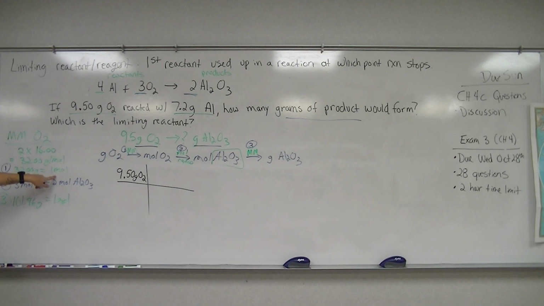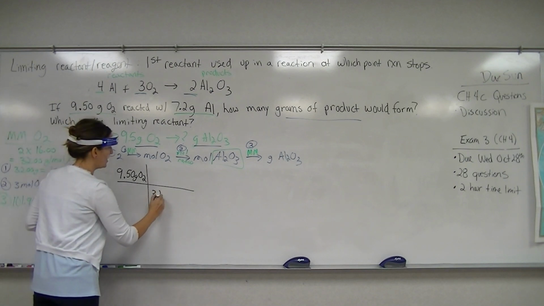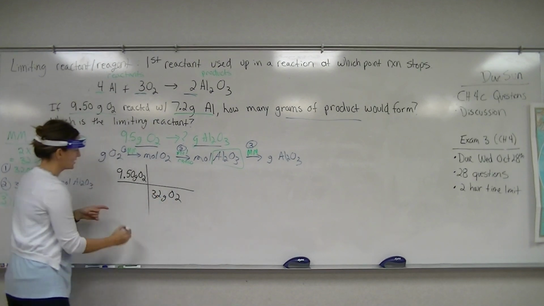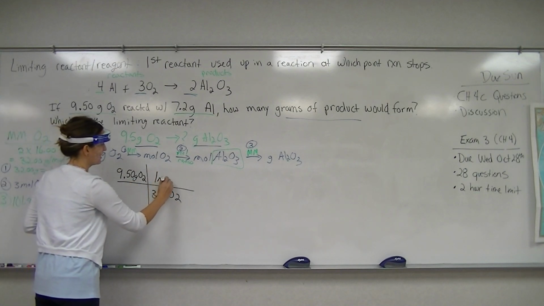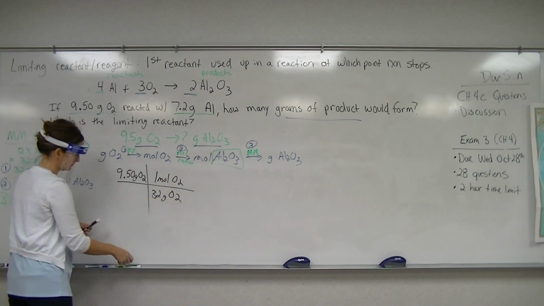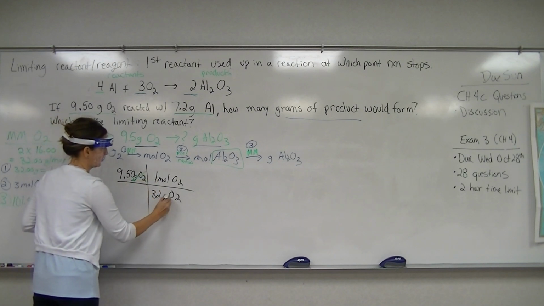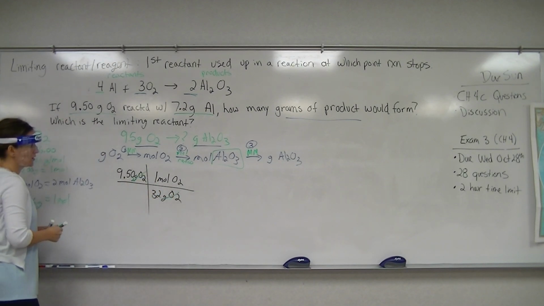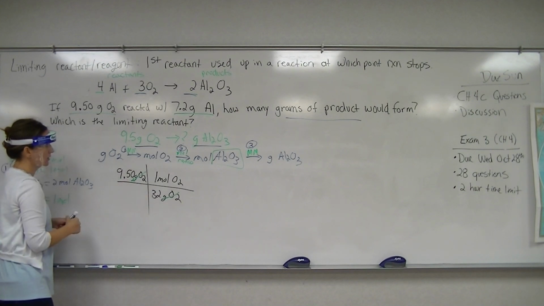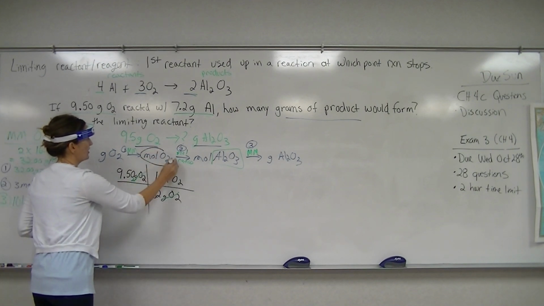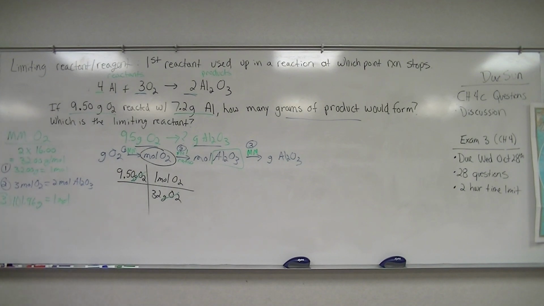So here's my molar mass. I want to put the 32 grams in the denominator on the bottom, because I want my grams of O2 and grams of O2 to cancel. So now, if I do this division, 9.5 divided by 32, I'm at moles of O2.